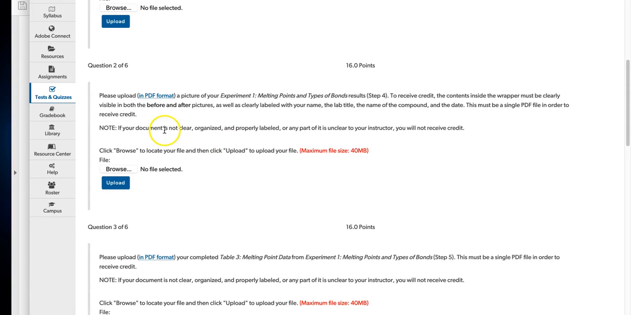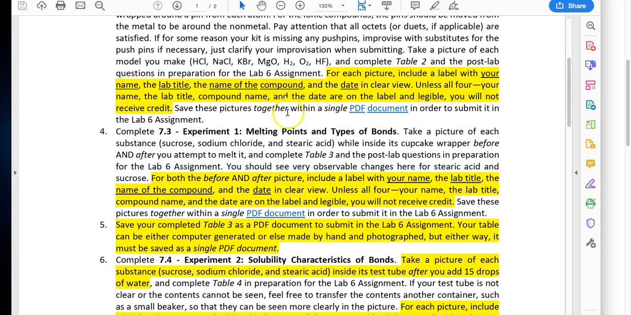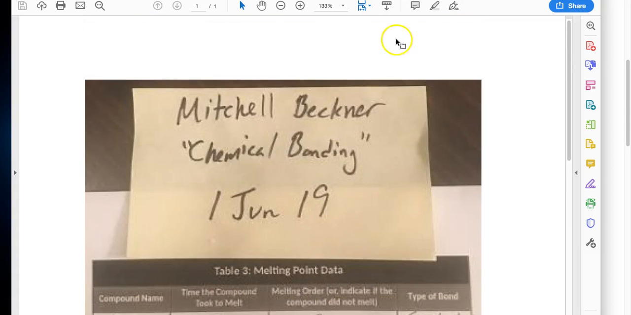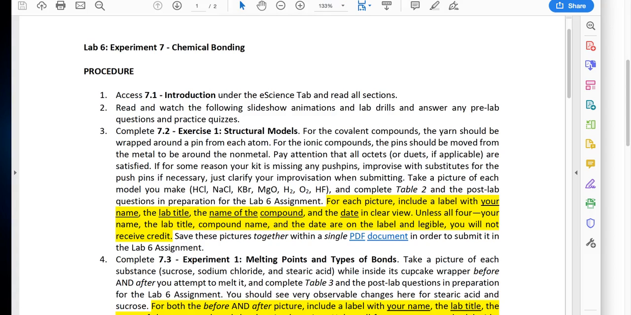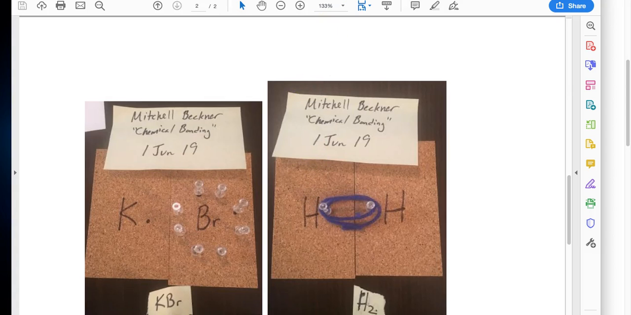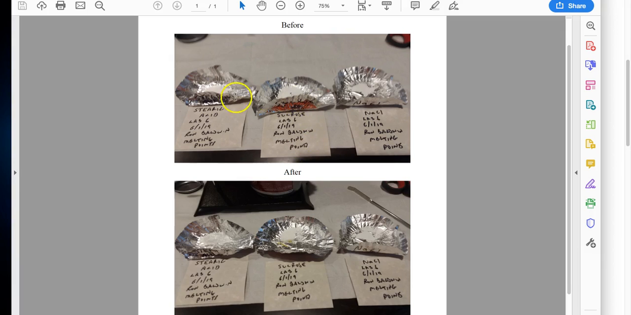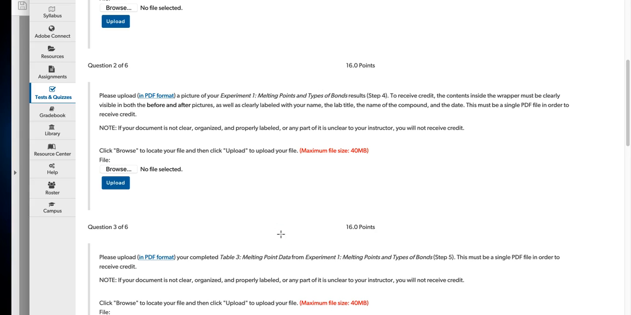Okay, question 2. Upload a picture of your experiment 1 melting points and types of bonds. Step 4. This is step 4 here. This was your before and after picture, which looks something like, oops, where did I put it? I had it here somewhere. There. With your foil cupcake wrappers before and after of your 3 solids when you were melting them.